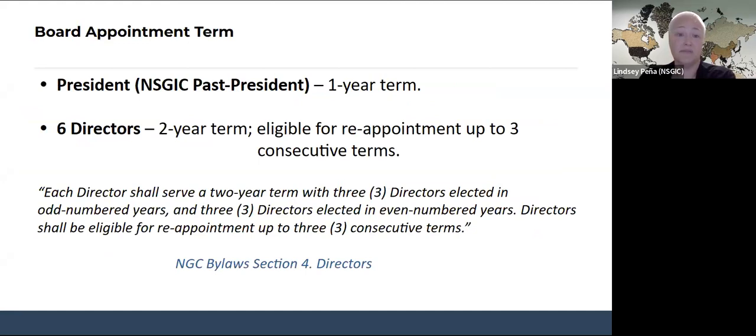As far as their terms, our NSGIC past president has just a one-year term because, I think many of you are familiar with the way NSGIC is set up, they come in as president-elect, then they serve as president, and then go to past president. So they will concurrently serve as NSGIC past president with current NGC president. We will have 6 directors total when we have a full board. They will have 2-year terms each, and they will be eligible for reappointment up to 3 consecutive terms.